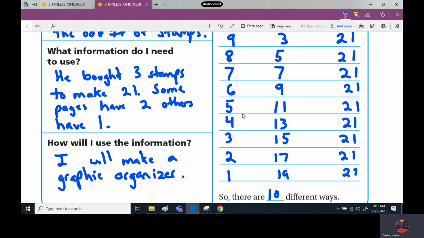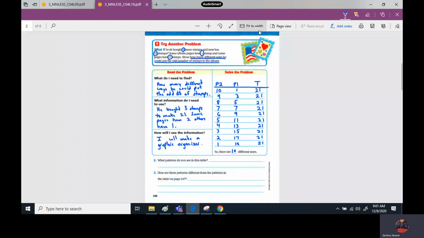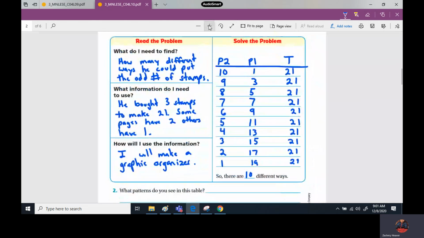Okay? 10 different ways. Let me zoom out a little bit so you guys can see it a little bit. So you can see it like this. You have 10 different ways that you could do this. So this is kind of getting you to see patterns, understanding adding and multiplying together. But there's 10 different ways. You can even count them. 1, 2, 3, 4, 5, 6, 7, 8, 9, 10 different ways.